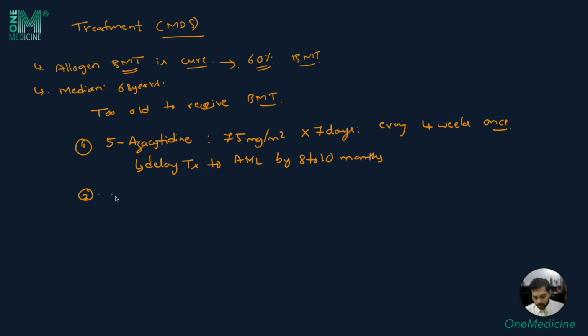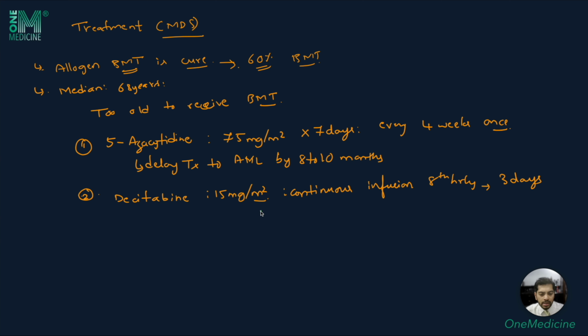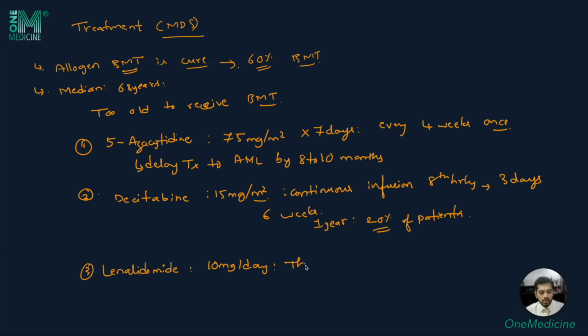The other options include decitabine in the dosing of 15 milligrams per meter square of body surface area, which is given as continuous infusion 8 hourly for 3 days and repeated every 6 weeks. This can delay the AML conversion by 1 year, but in only 20% of the patients. A third option is lenalidomide. This is given in the dosing of 10 milligram per day, which is a thalidomide analog.